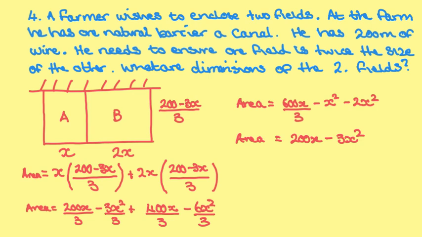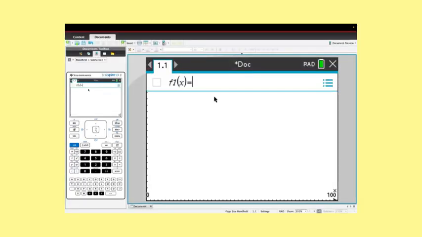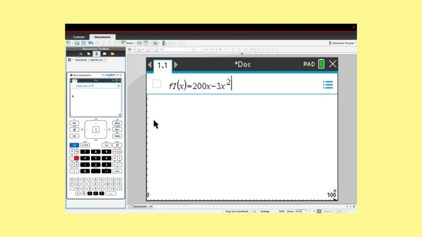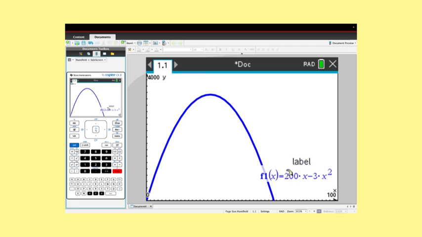In order to do this, I'm going to use my TI Inspire GDC. I've opened my TI Inspire to a graphs page. I've already changed the window. So x is going from 0 to 100, y is going from 0 to 4,000. Now I'm going to type in my function, 200x minus 3x squared. And there is my function.